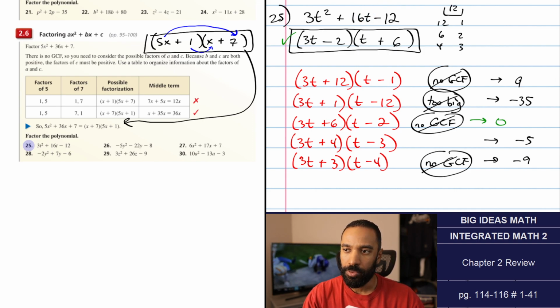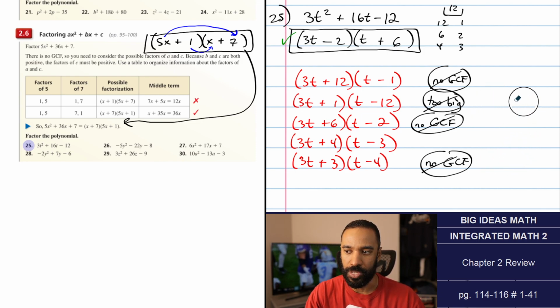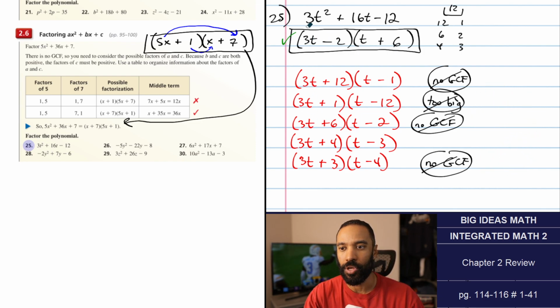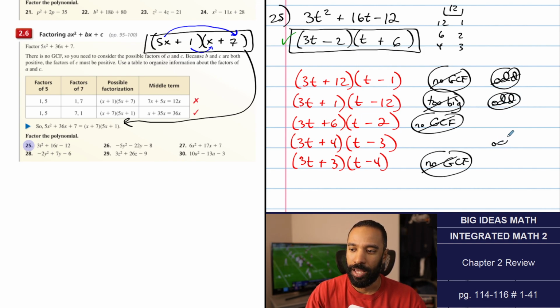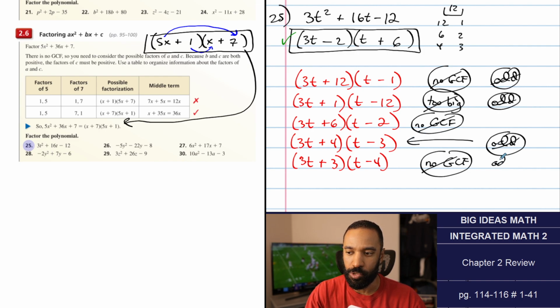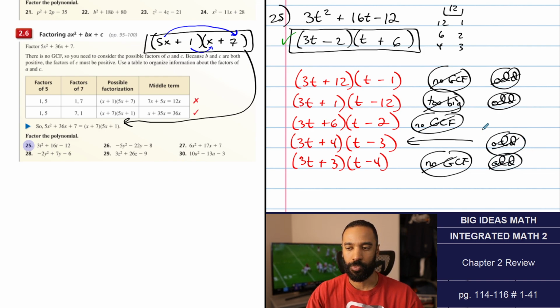So why don't those other ones work? Because we chose factors of 12 where one was odd, one was even. And when pairing it up with only odd factors out of 3, you are only going to get an odd result. Odd, odd, odd, odd. And that's why this one wouldn't have worked. Besides maybe being too small, odd is the reason.